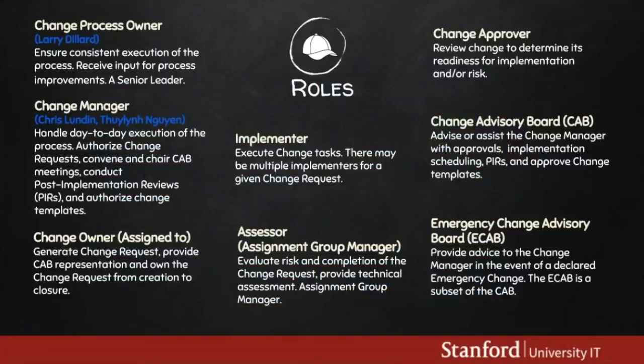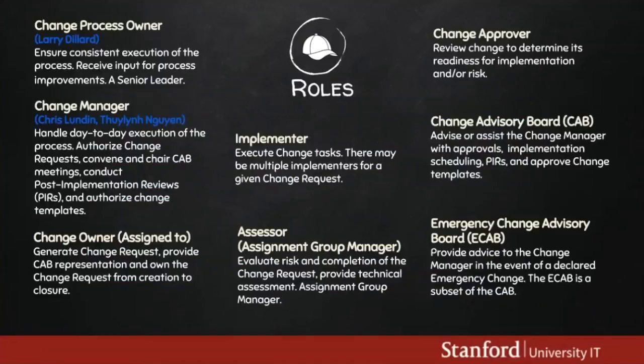The process owner for change is Larry Dillard, and the change managers are Chris Linden and Tweelin Nguyen. You'll notice that Tweelin and Chris are also the problem management group, and so these are roles, they're not certain people doing all these. There are many different hats that people wear across all of the processes, not just problem and change. In addition to handling the day-to-day execution of the change process, the change managers are going to be authorizing change requests. They're going to be convening and chairing the CAB meetings, conducting post-implementation reviews, which we're going to be referring to as PIRs, and also authorizing change templates, which we'll get to shortly.